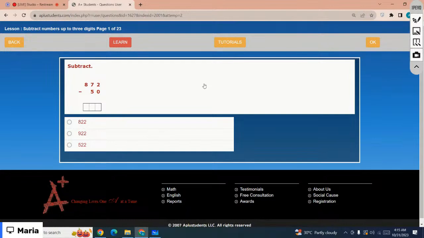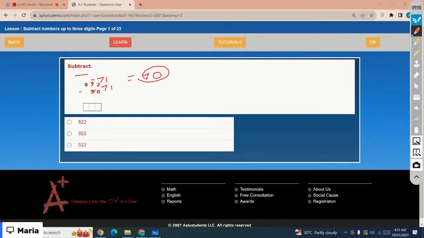Okay, so start with the rightmost digit, right? Very good. That is 2. 2 take away 0 is 2. 7 take away 5 is 2. And you have to write 8 as it is. So that would be 822. The correct option is option number 1.